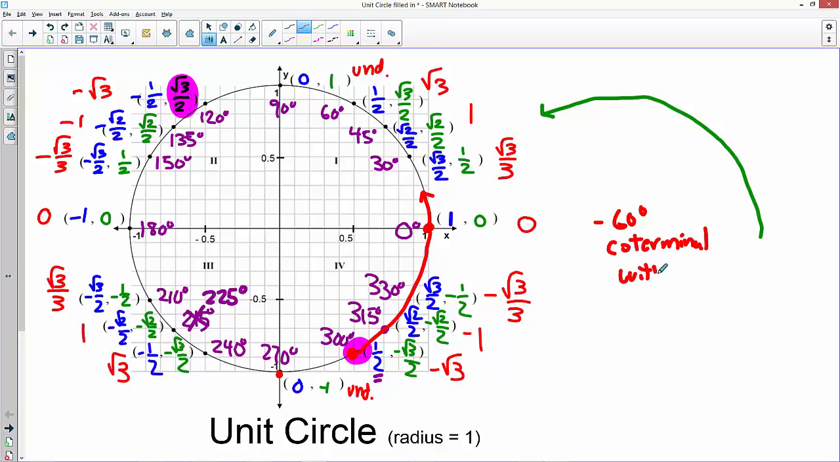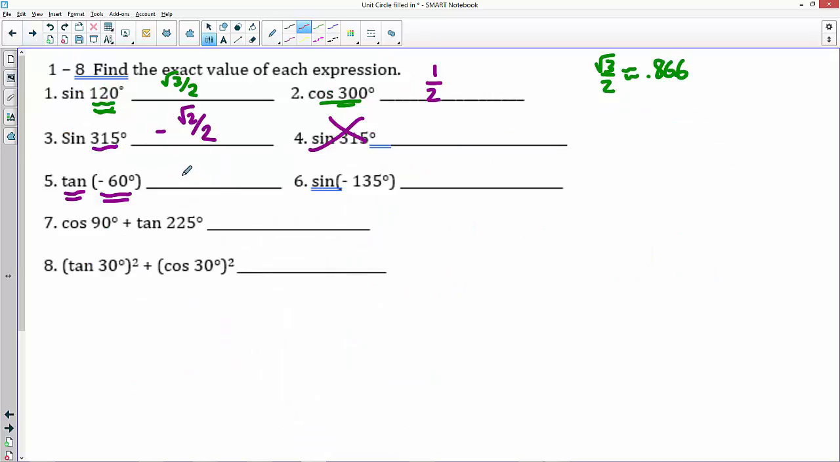Coterminal with 300 degrees, okay? -90 is coterminal to 270. So coterminal just means it ends at the same spot. If you go -60 this way, or if you go 300 this way, it ends up at the same spot. That's what coterminal means, same ending. All right, and we're looking for tangent. There it is. The slope is negative radical 3. If you put that in your calculator, you should get -1.7 around, approximately.